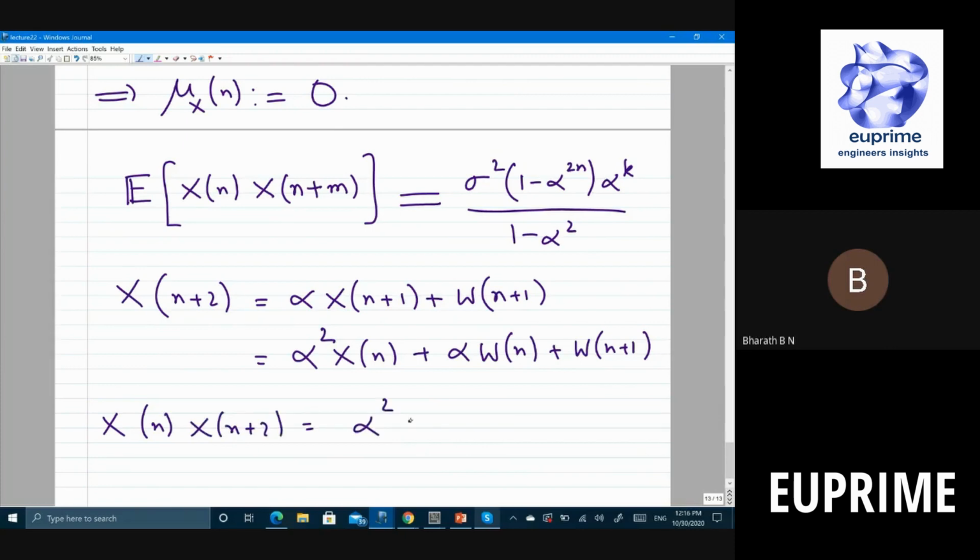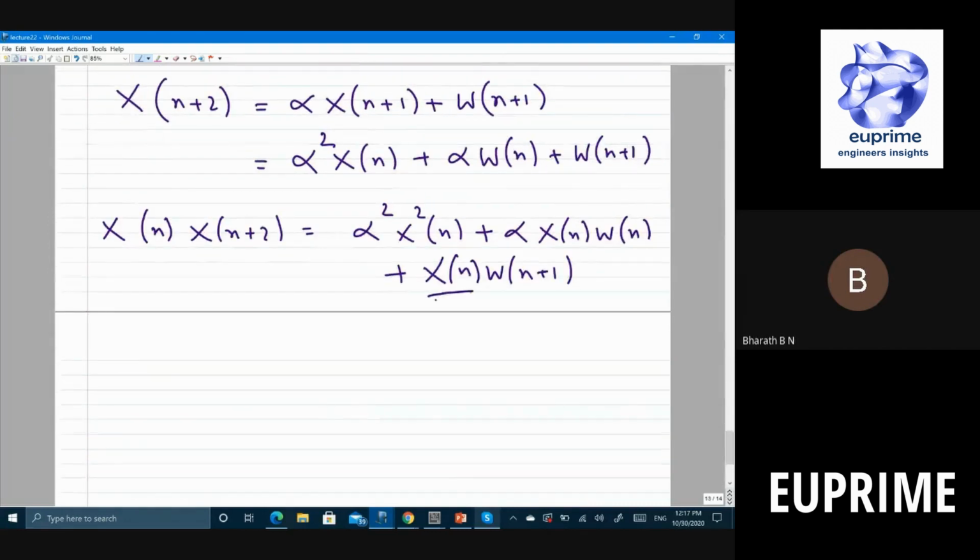Alpha squared x squared of n, right? This is what we have. So essentially what ends up happening is alpha times x of n into w of n plus x of n into w of n plus 1. Now, x of n depends on w of n and w of n minus 1 and so on, right? It doesn't depend on w of n plus 1. So they are independent. So when you take expected value, the expected value of w of n plus 1 is 0. Therefore, we need not worry about this term, right? Only we need to worry about these two terms.